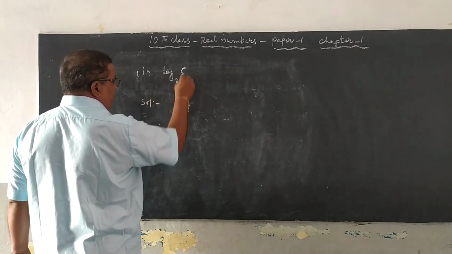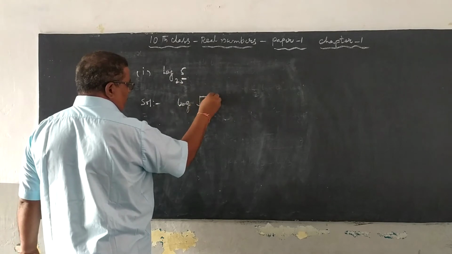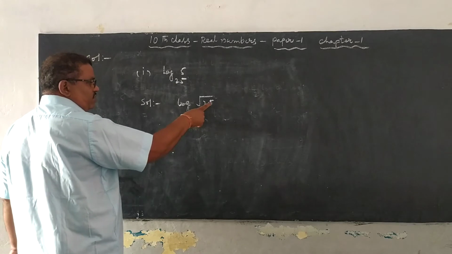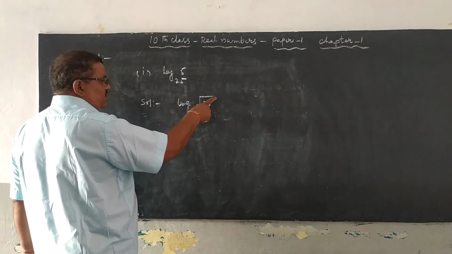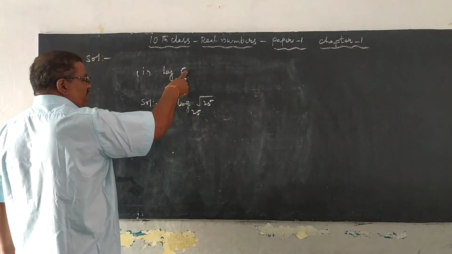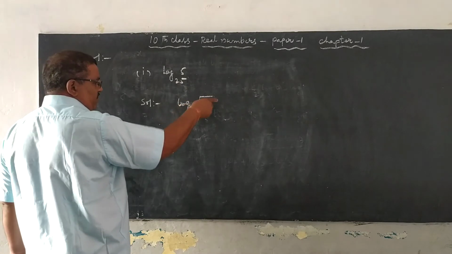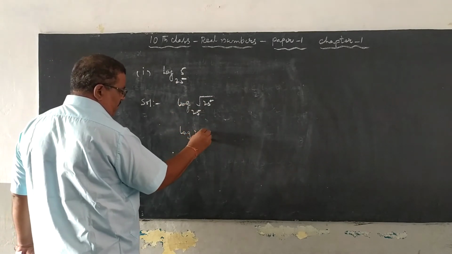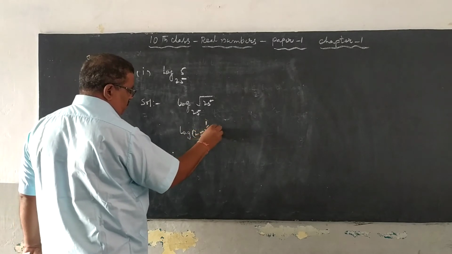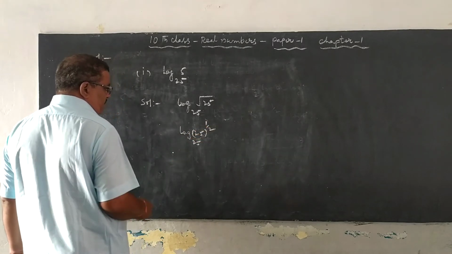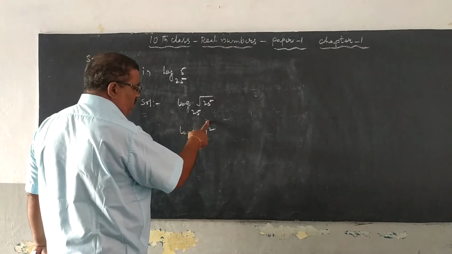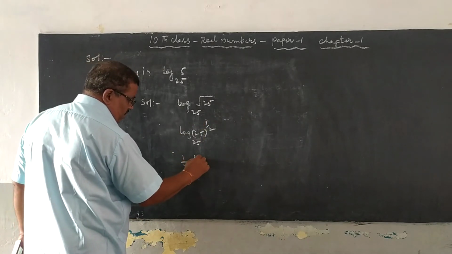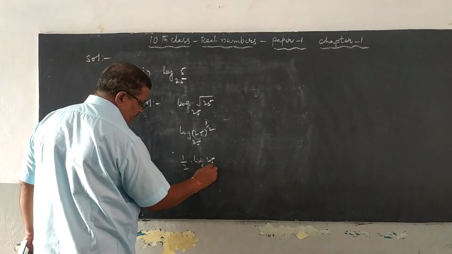Log 5 can be written as log root 25 base 25. Root 25 value is 5, so we write this as 25 power 1 by 2. The square and square root cancel, so 5 can be written as log root 25, which is log 25 power 1 by 2 base 25. Log x power m formula is m log x, so 1 by 2 into log 25 base 25.